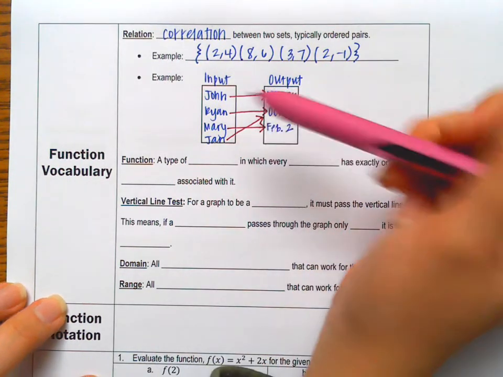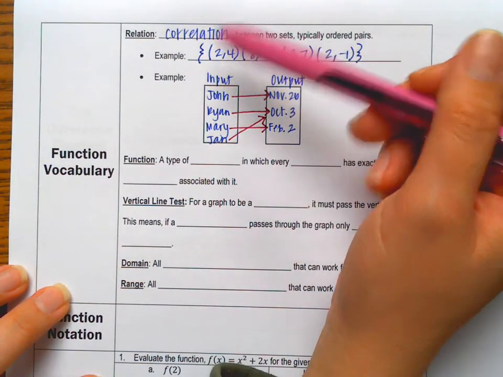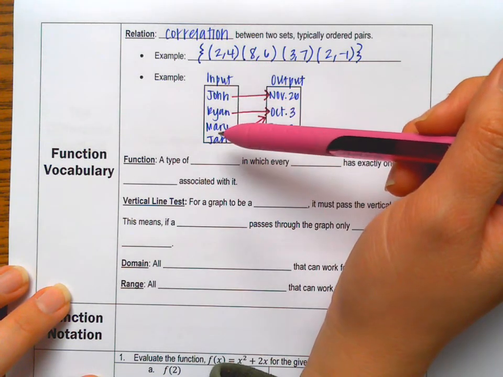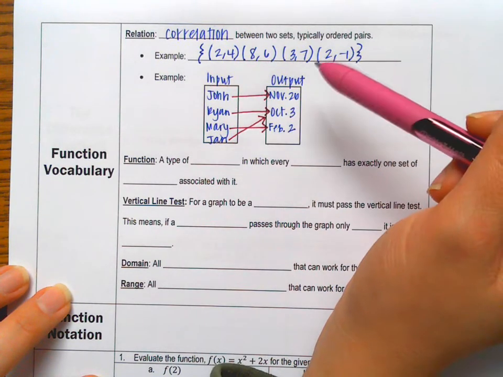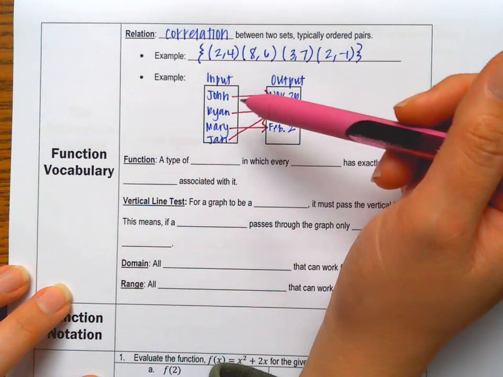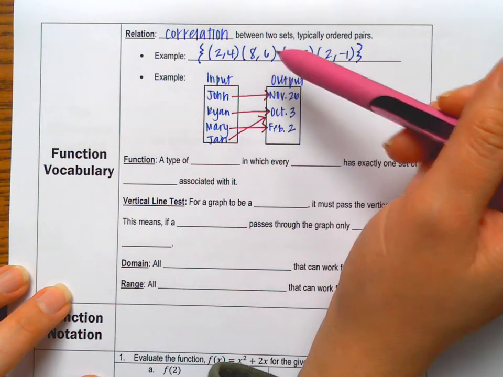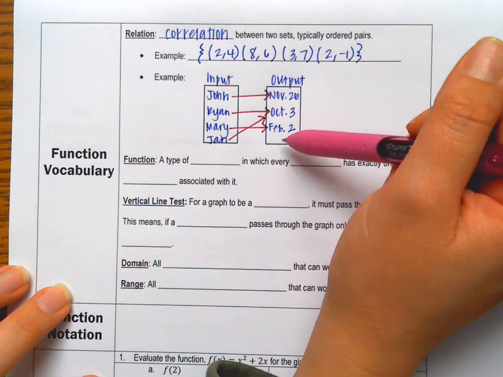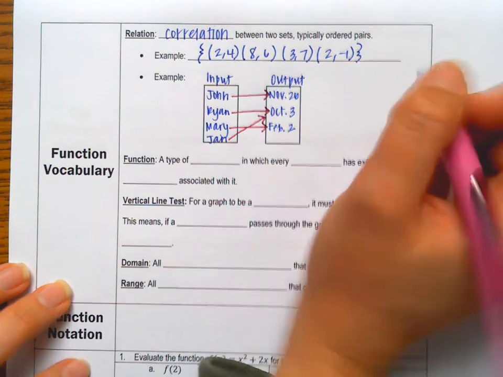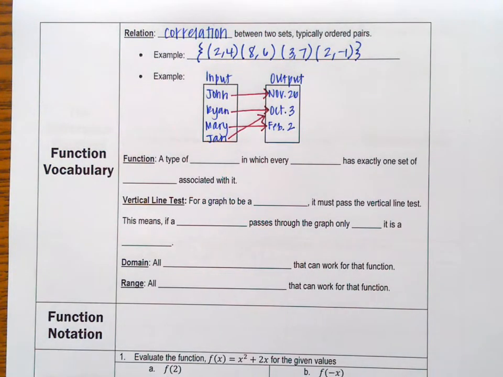So that's a different way. We could do the same thing here. I could have put 2, 8, 3, and we don't typically write the same number twice. So just like 2, 3, 8, and then 4, 6, 7, and -1 on the output side, and draw arrows connecting which ones match. So that is what a relation is.